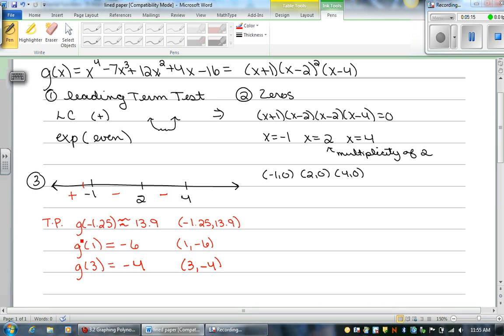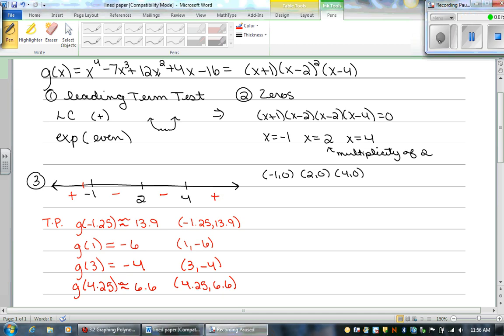And then one last one, let's try 4.25. And again, all I'm doing is I can store x as 4.25, and then I type this into my calculator, and I get a value of approximately 6.6. Okay, so since my value is positive, I'm above the x-axis on this interval.